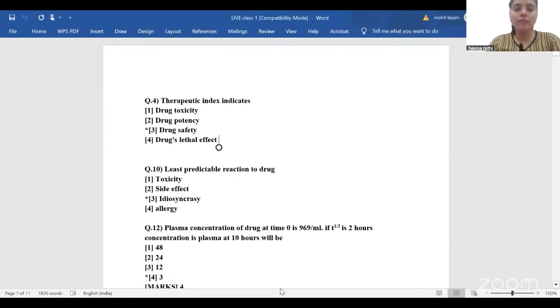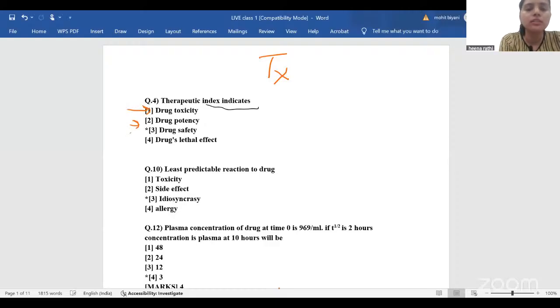So for general pharma, first we are going to see the questions regarding general pharma. The first question is: therapeutic index indicates what? First of all, we have to understand what the therapeutic index is. The therapeutic index of a drug is the index which tells about the safety of the drug, how safe the drug is for the individual. In the options we can see drug toxicity, drug potency, drug safety, and drug's lethal effects. So option 3 is correct. Therapeutic index indicates the safety of the drugs.